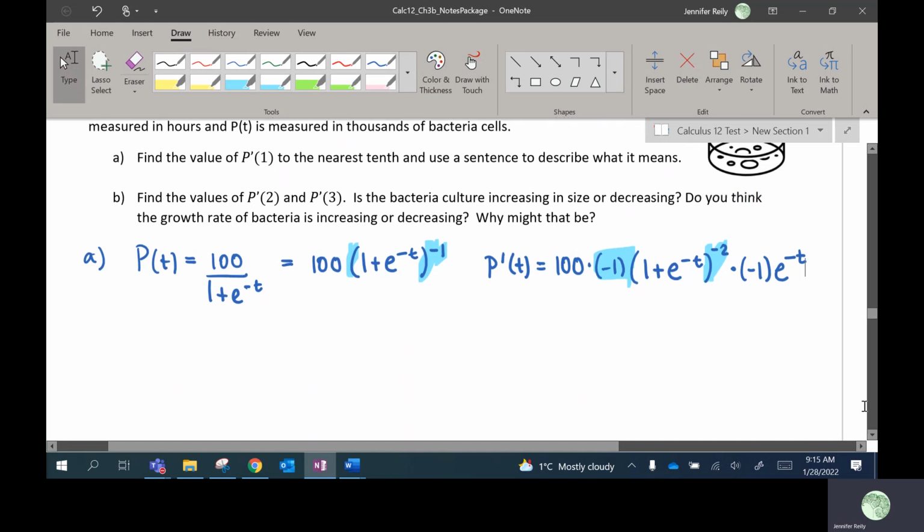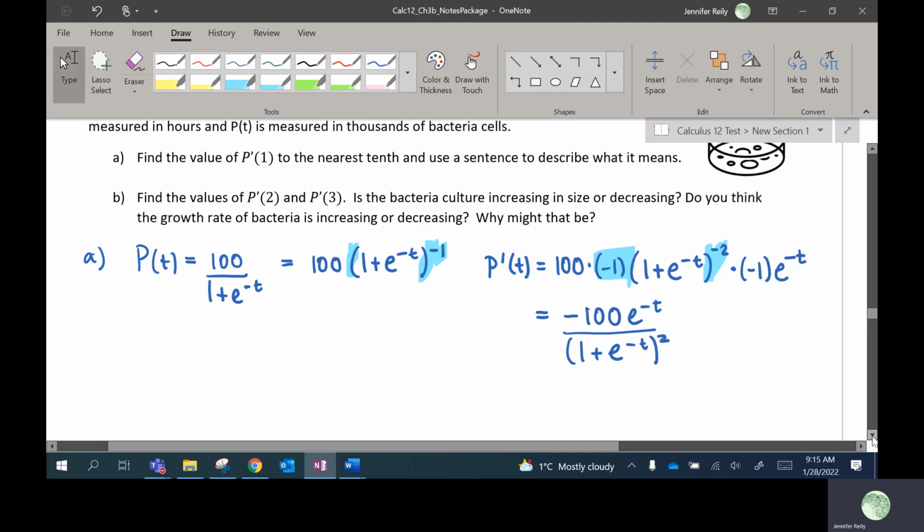Okay, so let's make that look a lot nicer. I'm going to multiply the -1s together. So we'd end up with 100, and I'll put the e to the -t here. And then I'll put this part down in the denominator again, 1 plus e to the -t all squared.